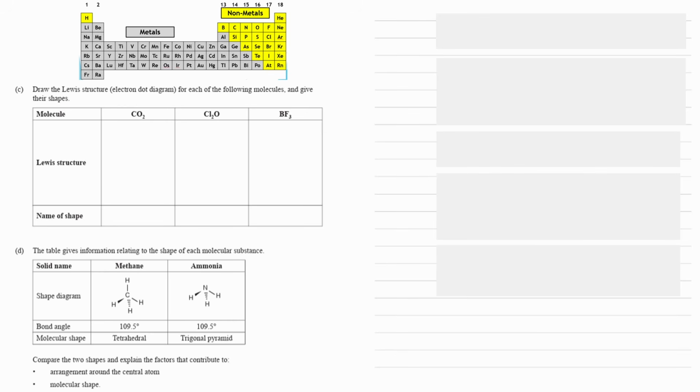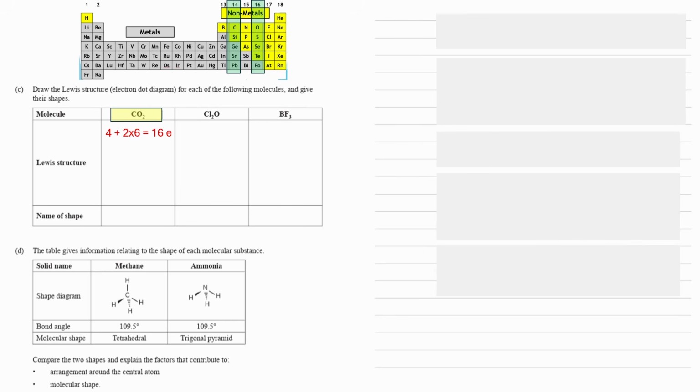Okay, so we are looking first at carbon dioxide. We're going to calculate how many valence electrons. Carbon is in group 14, so it has 4 valence electrons. And oxygen is in group 16, so it has 6 valence electrons. So we're going to add up the total number of valence electrons. There are 4 electrons for one carbon, and 2 times 6, because there are 2 oxygens. 2 sixes are 12 plus 4 is 16 electrons. We have 16 electrons to distribute.